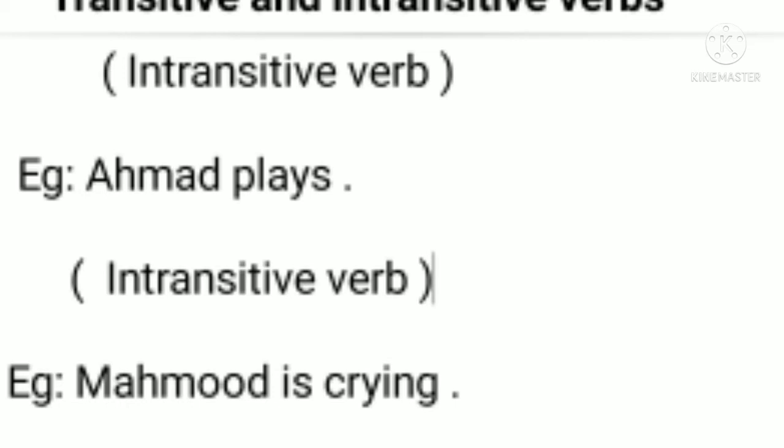If we get any object right after the verb, that must be considered a transitive verb. But here we do not have any object right after the verb, so therefore it is to be considered an intransitive verb, because intransitive verbs are those verbs which do not require any object, right? And still here we don't have any object.